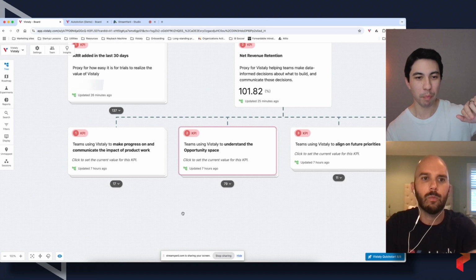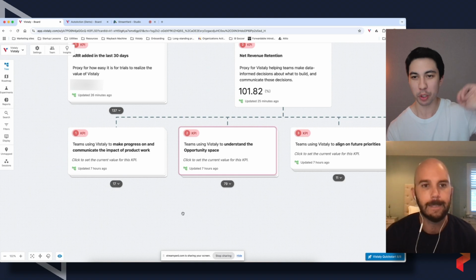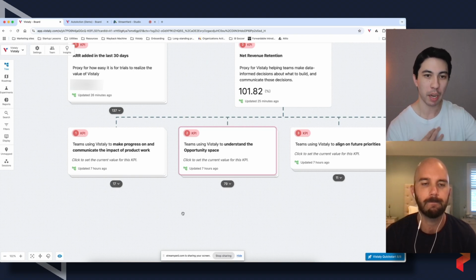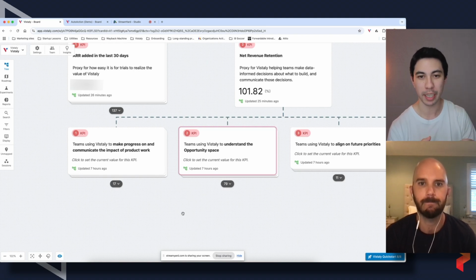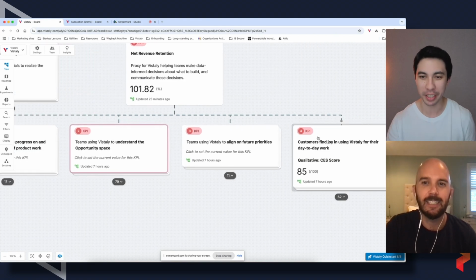This is still quite high level, because we're one level down from net revenue retention. But you could look at this layer and say we have 4 key drivers that we believe input into retention. The first is that teams are making progress on and communicating the impact of their product work. The second is that they can understand the opportunity space. The third is that they align on priorities. And then we have engagement, or joy.